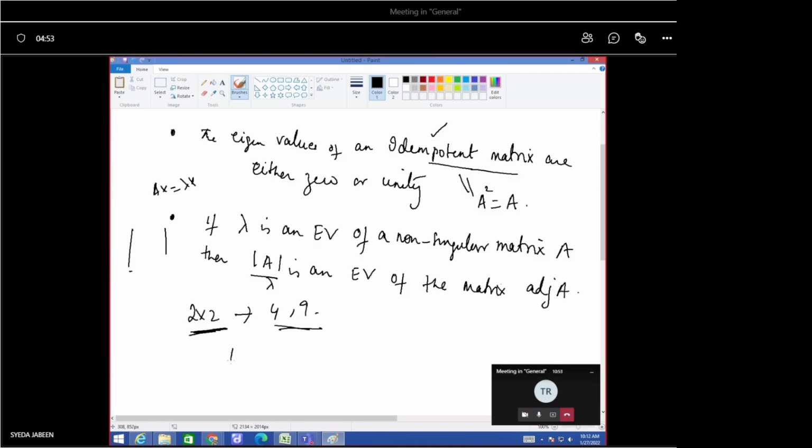And what will be the eigenvalues of the matrix A cube? If this is the eigenvalue of A... 64. 4 cube and 9 cube. Yes, 4 cube and 9 cube. So likewise, you can get the property also. If 4 is the eigenvalue of the matrix A, then what will be the eigenvalue of A inverse? So all those properties you can use.